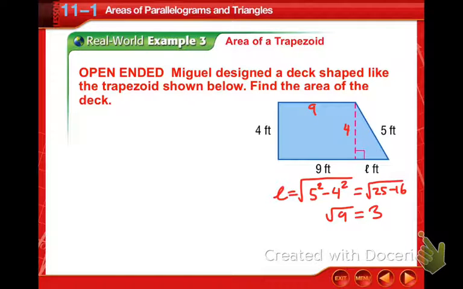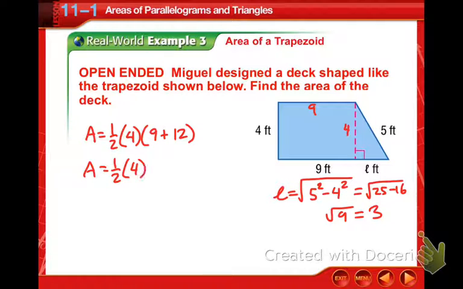Okay, so we add that to 9, it's 12, so we have our other base. So our area here is 1/2 the height, which is 4, times 9 plus our other base, which is 12. The 3 plus the 9. 9 plus 12 is 21. And 4 times 21 is 84. And then half of 84 is 42. And that is square feet.